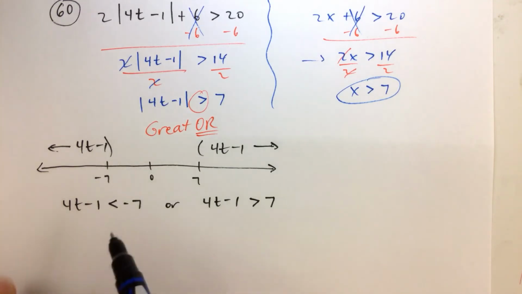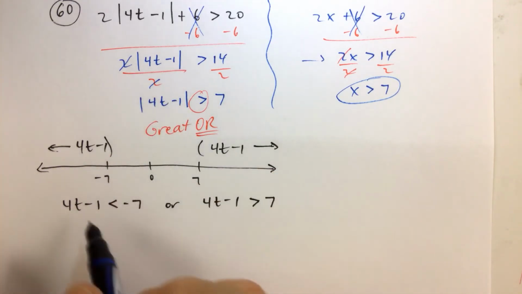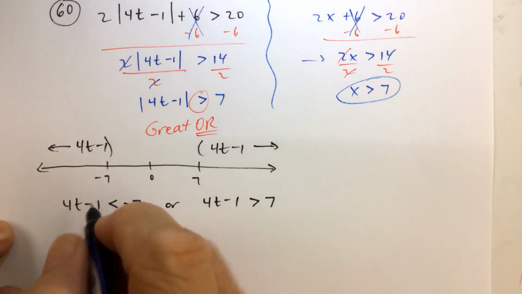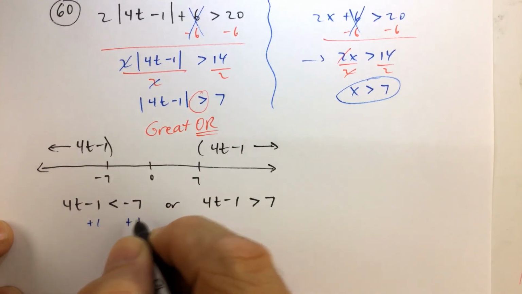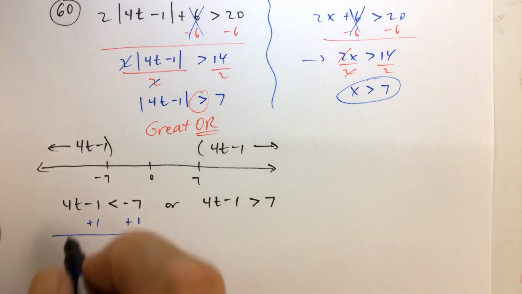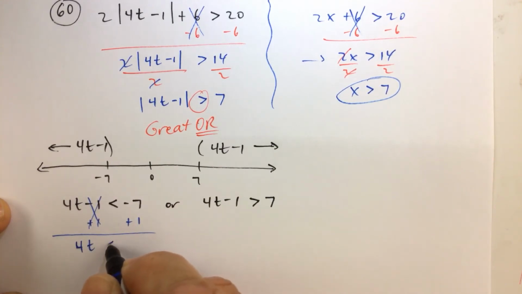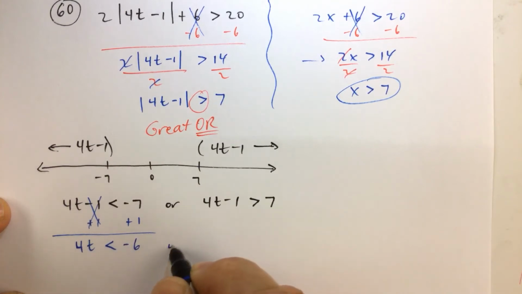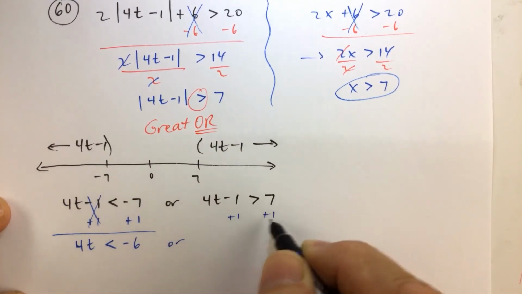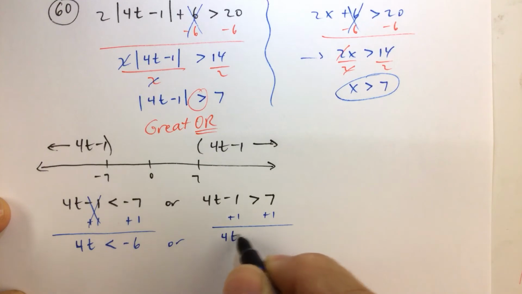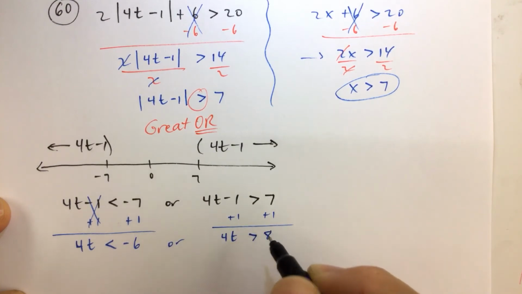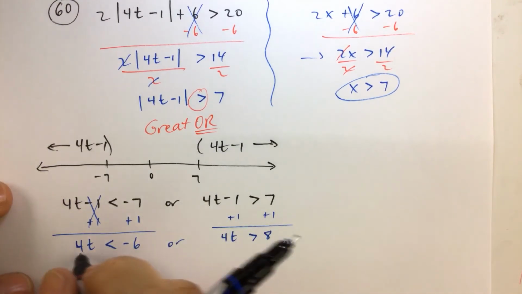So we get 2 separate inequality statements. And so when we do that, now the bars are no longer there. Now we can go ahead and solve for t. So in solving for t, we're going to add 1 to both sides. The negative 1 and the positive 1 cancel each other out. We get 4t is less than negative 6, or when we add 1 to both sides here, we get 4t is greater than 8.